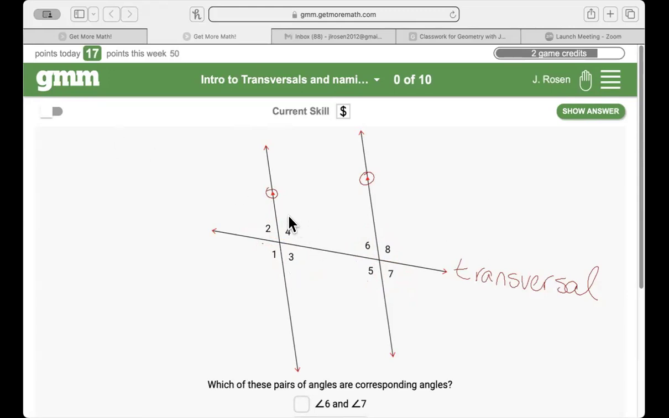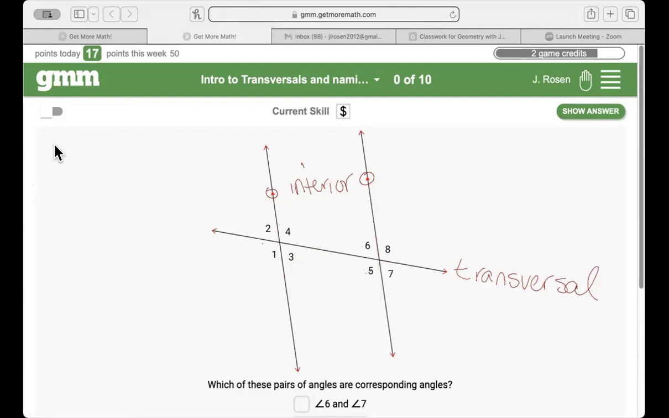So on our transversal, these are called interior angles, right? They're inside the two parallel lines. So these are going to be interior. And what we can have is alternate interior angles. So if I have 4 and 5, they're going to add up to be 180 degrees. And then 3 and 6 are also going to add up to be 180 degrees. So when we have alternate interior angles, they're on alternate sides of the transversal. They're on opposite sides of the transversal. So 4 and 5 are alternate interior, and 3 and 6 are alternate interior.